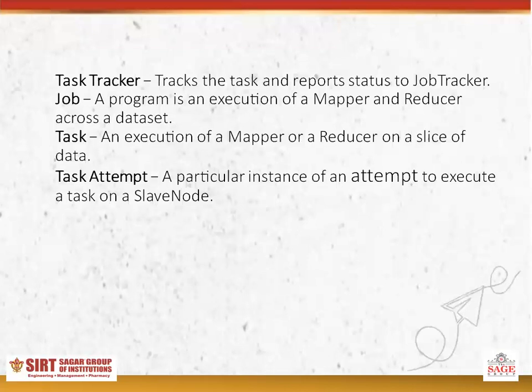Job is basically a program which is under execution of mapper and reducer. Next is task attempt, a particular instance of an attempt to execute a task. Task attempt is a particular instance of an attempt to execute a task on a slave node.